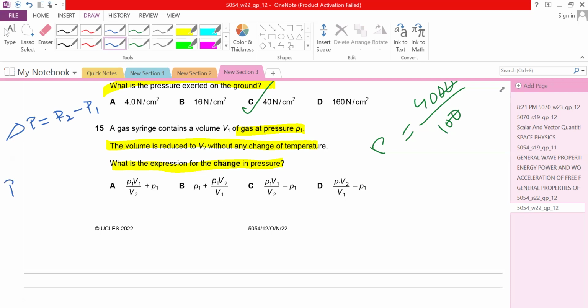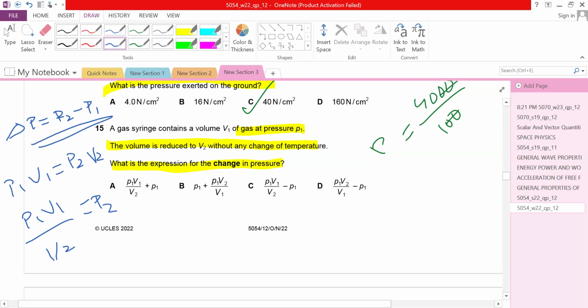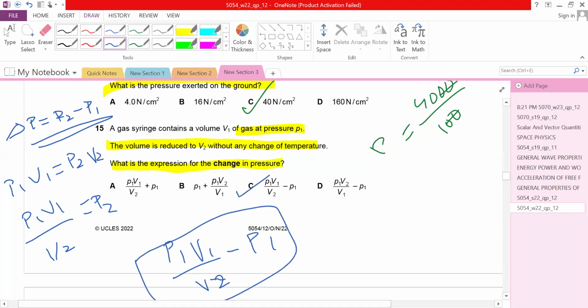Here we will use the equation P1 V1 equals P2 V2. P1 is given, you have to find P2. P2 is P1 V1 divided by V2. Now putting this into the formula, P1 V1 divided by V2 minus P1. So here is the equation. The correct option for question number 15 is C.